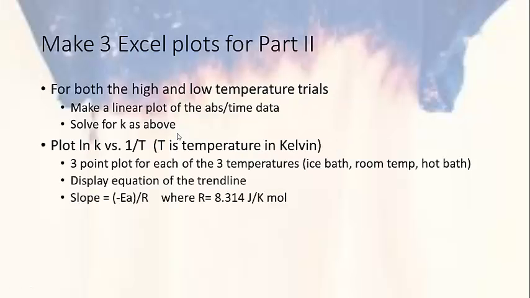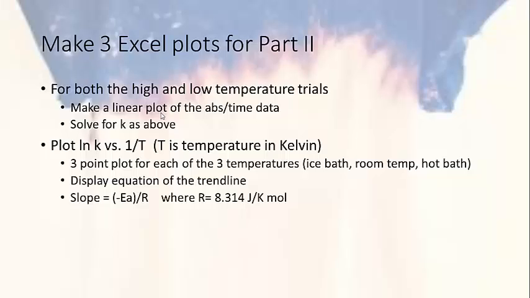You need 3 Excel plots for part 2. 2 of them are for both the high and low temperature trials. You need to make whichever plot was linear. It might be absorbance versus time, it might be log of absorbance versus time, it might be 1 over absorbance versus time. Whichever one was linear in part 1, that's what you'll plot in part 2 for both the other trials, the high and the low temperature.